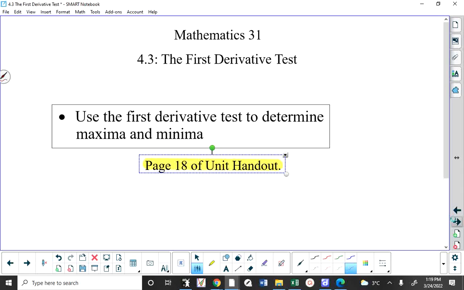And really, everybody, you know what? There's absolutely zero that's new here. We're just kind of putting it all together now. We're going to use what's called the first derivative test to determine maxima and minima.